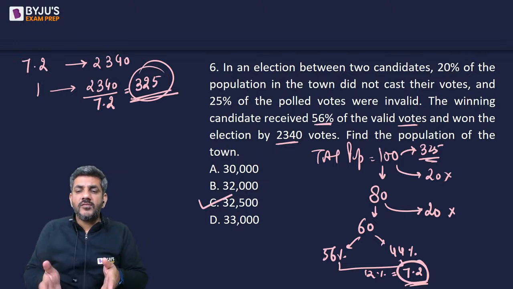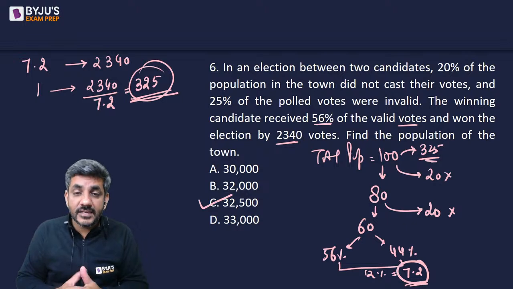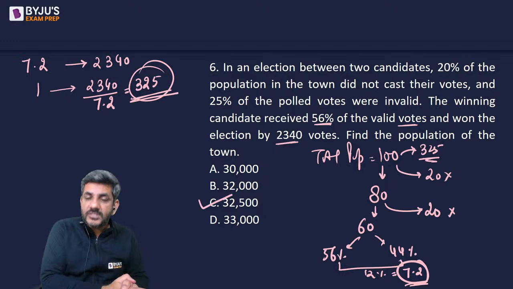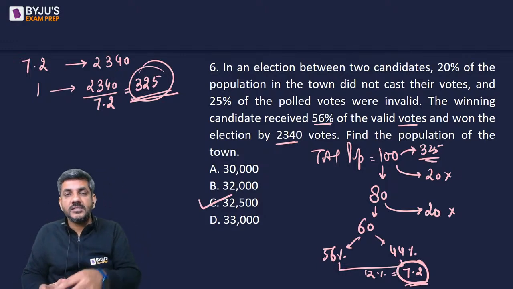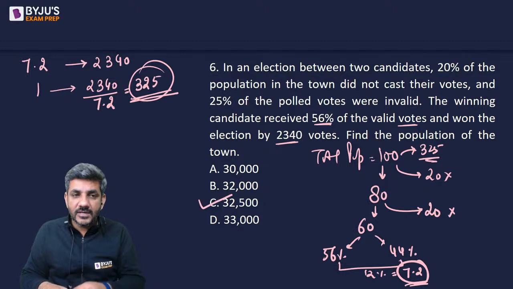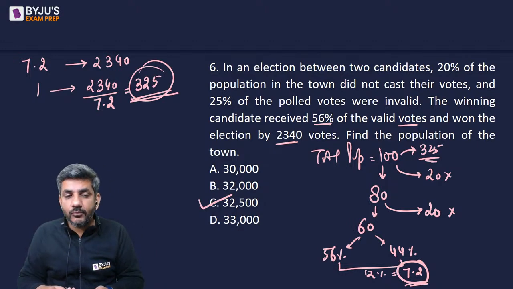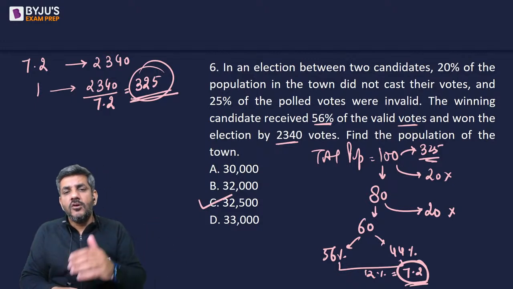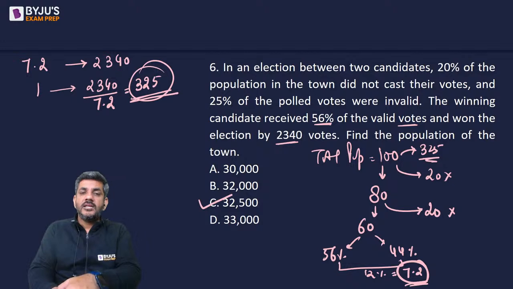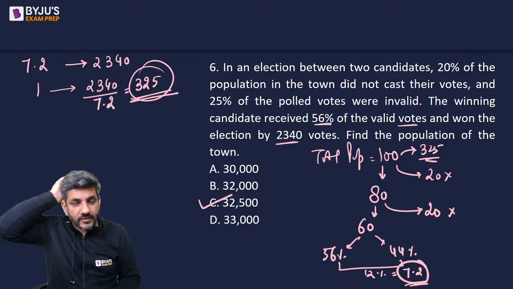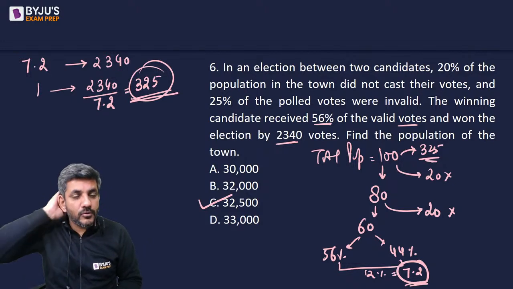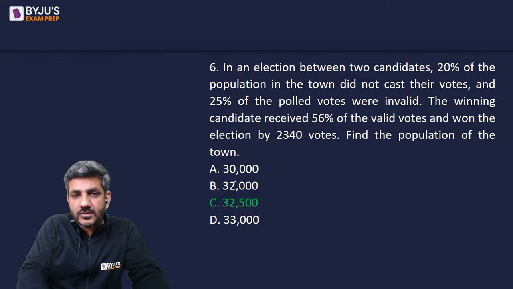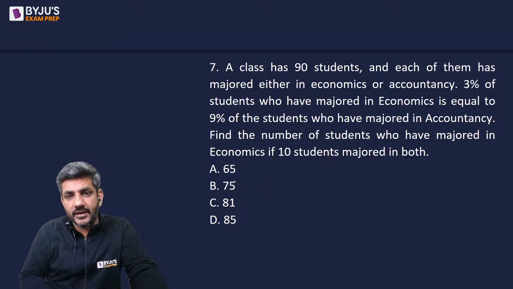Right? Now, instead of taking 100, you could have taken 100x initially. तो फिर 80x आता, 60x आता, फिर 56% of 60x, 44% of 60x. Difference would have been 12% of 60x, which would have been 7.2x. 7.2x is 2340, तो x आ जाता 325, और x को मैं initially put के I could have said 325 into 100 is the total population of the town. That's what the question was asking you. Now move on to the next question. Question number 7 is here now.